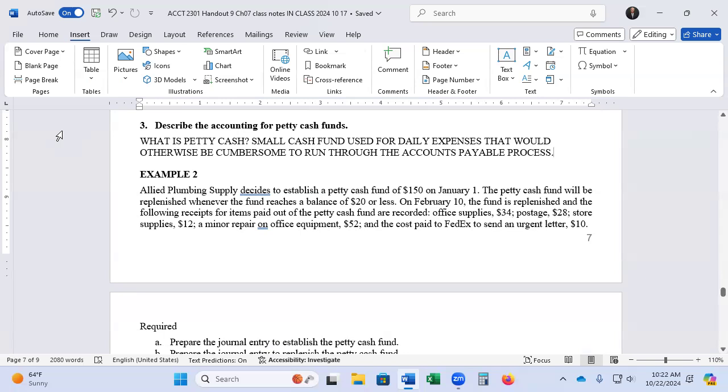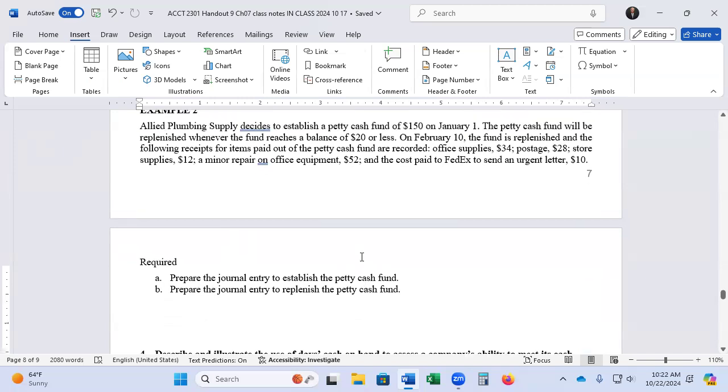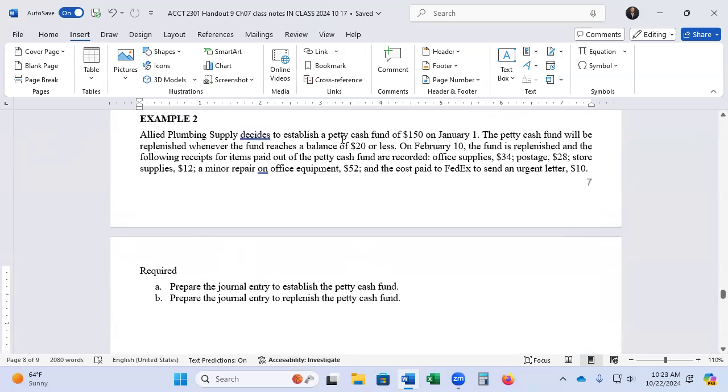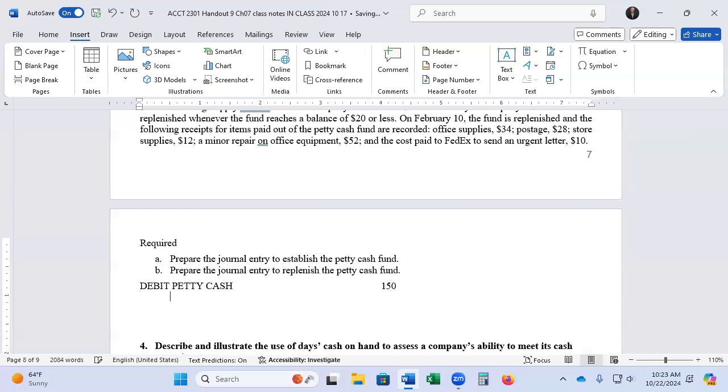All right, so let's take a look at example two. The first part says, prepare the journal entry to establish the petty cash fund. And all you do with this is you debit petty cash. And in this case, it was for $150. And you credit cash for $150.